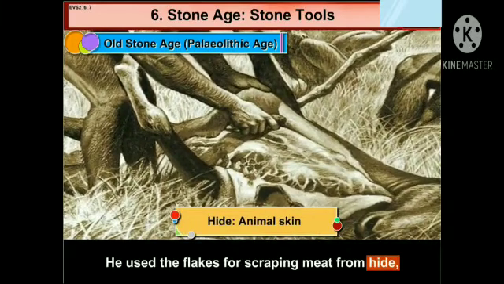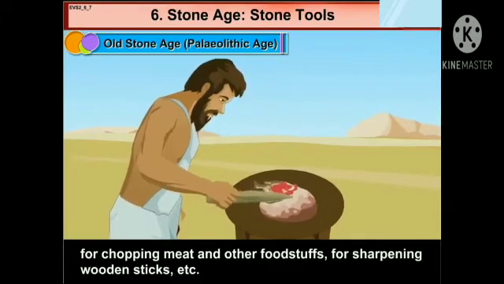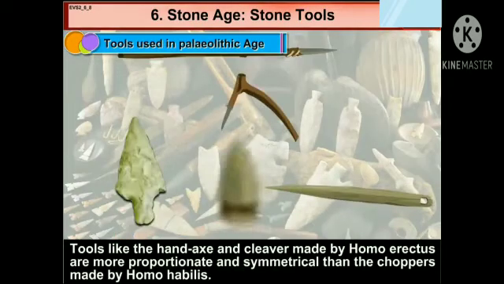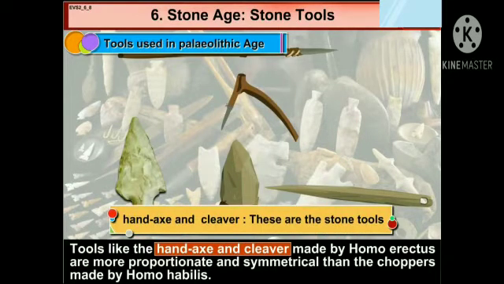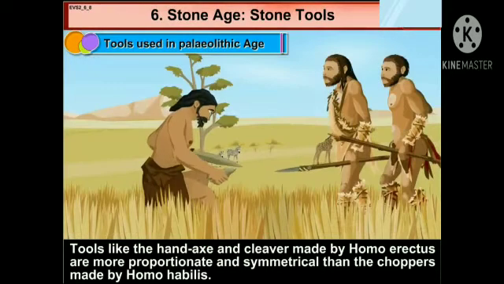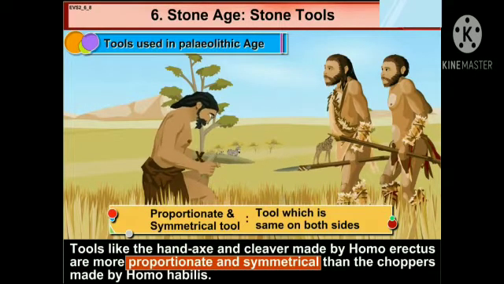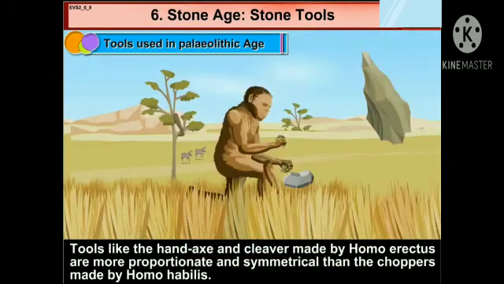Hide means animal skin. For chopping meat and other foodstuffs, for sharpening wooden sticks, etc. Tools like the hand axe and cleaver made by Homo erectus, what is that? These are the stone tools, more proportionate and symmetrical than the choppers made by Homo habilis. Proportionate and symmetrical means a tool which is the same on both sides.